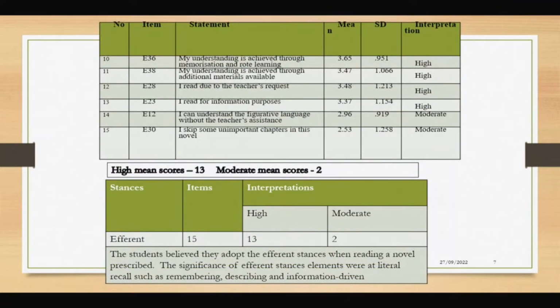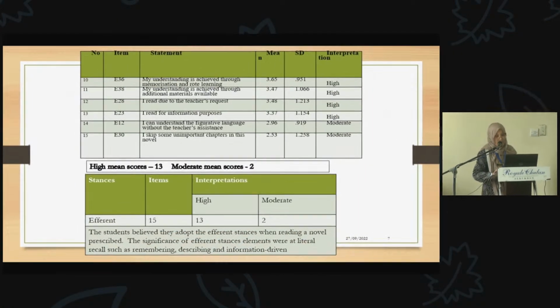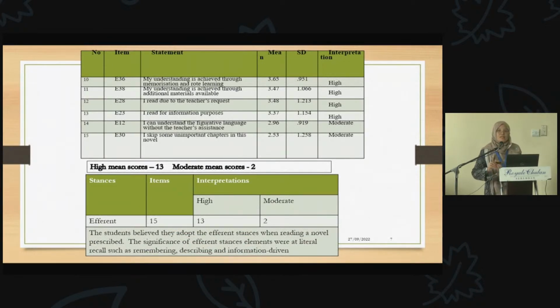The findings reveal that from the questionnaire, the students believe they adopt the efferent stances when reading a prescribed novel. The significance of the efferent stances was at literal recall, such as remembering, describing, and information driven. The efferent stance means the students read to extract the information. When they adopt the efferent stance, they read to answer the question. So in this efferent stance, normally there is no emotional evoking from them.